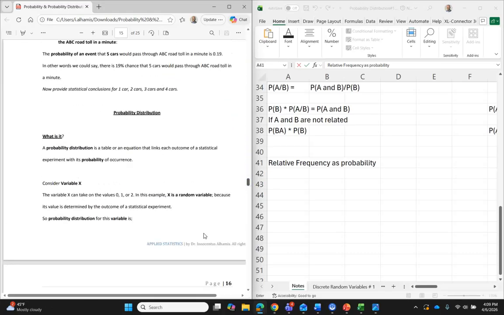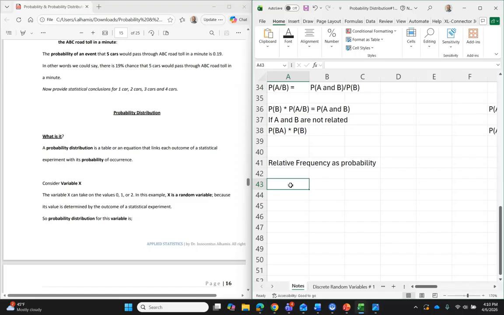The next thing is to look at the probability distribution. A probability distribution is a table or an equation that links each outcome of a statistical experiment with its probability of occurrence. In this case, let's create a variable. This time we're going to consider the event to be X. Let X be any event, and so X is our variable.